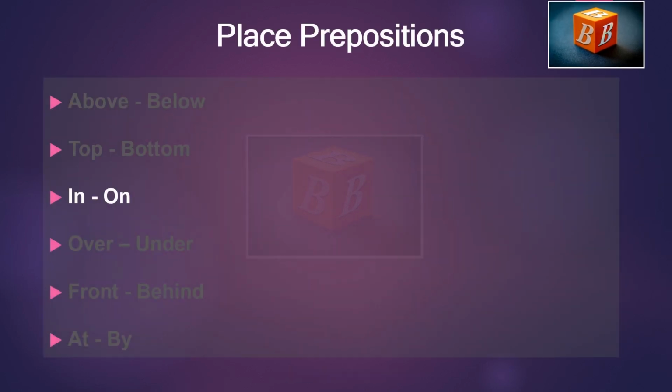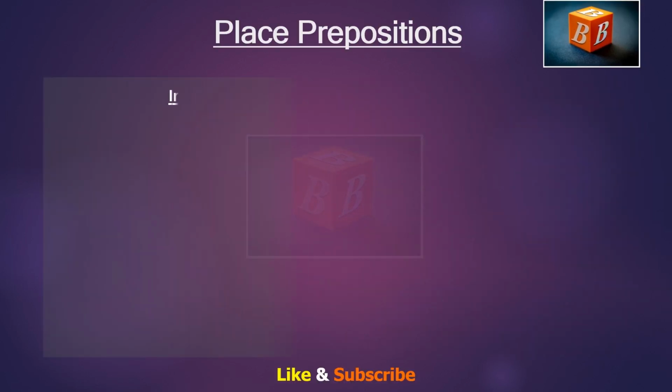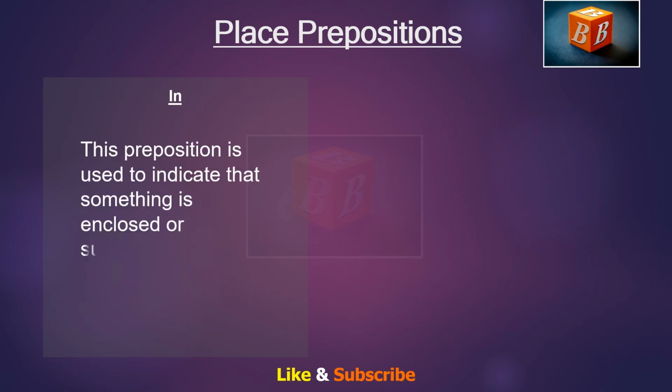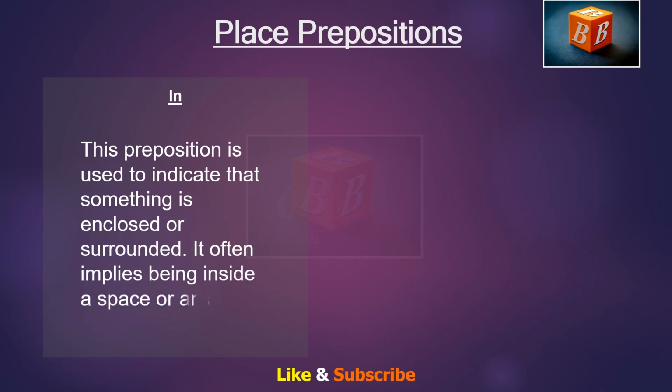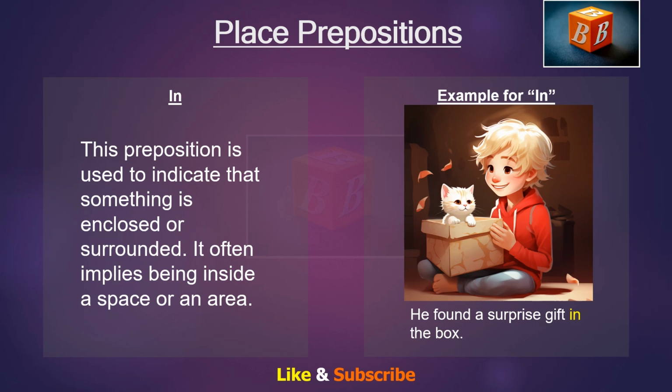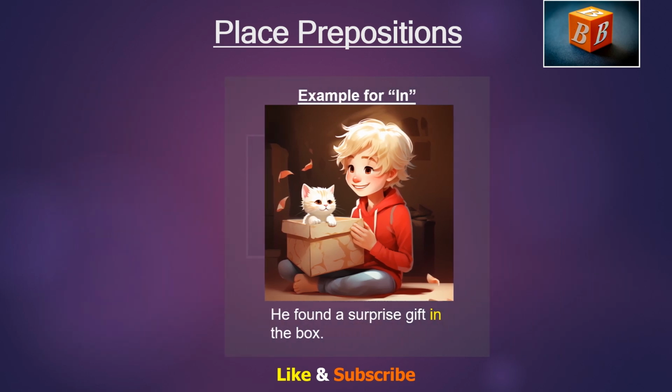And what about in and on? In. This preposition is used to indicate that something is enclosed or surrounded. It often implies being inside a space or an area. Imagine a box. Now, think about something inside it. That's what in does, it tells us about something located within another thing. Like in our sentence, he found a surprise gift in the box, the gift or the cat is inside the box. In takes us within boundaries, revealing hidden treasures and secrets.